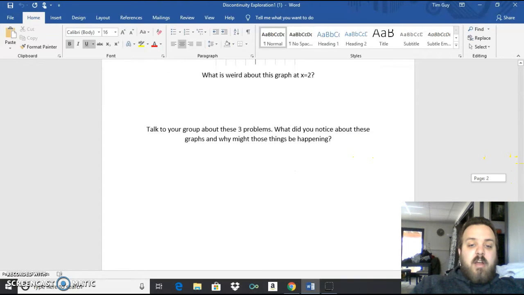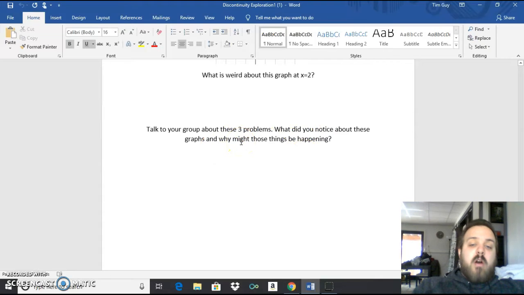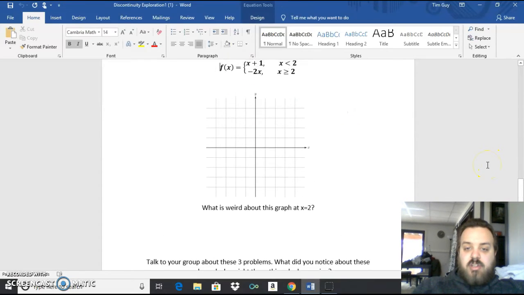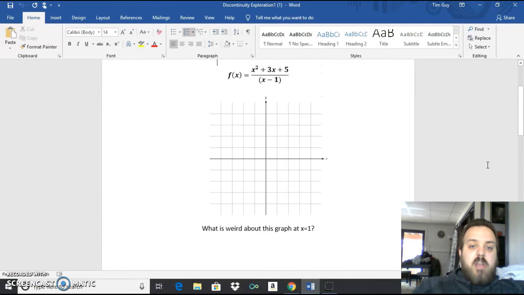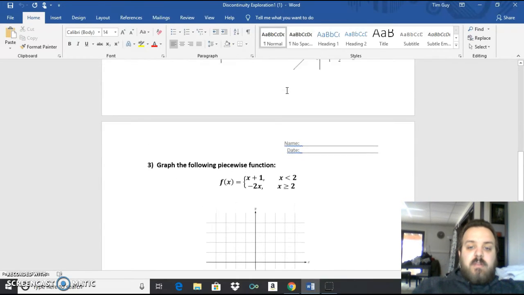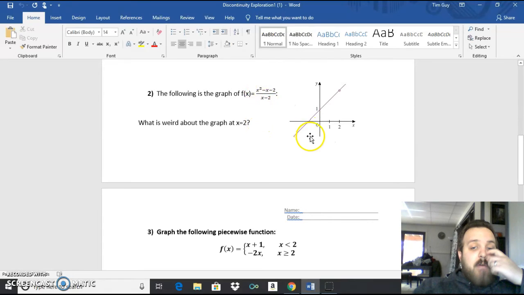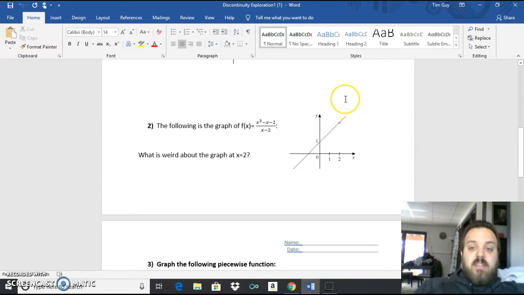Then down here, they're going to talk to their group or their partner about these 3 problems and try to figure out what's going on and why it's going on. If I were doing this, I would graph it in Desmos and say, oh, there's something here at 2. Then I'm going to go back and look at these different functions and try to see what's going on. What I would notice is, oh, look, at 1, that's where I'm dividing by 0. And in this one, at 2, I'm dividing by 0, but I can also see that this is a factor of the numerator and it's canceling out. So that would be the reason why this discontinuity looks different than this one.